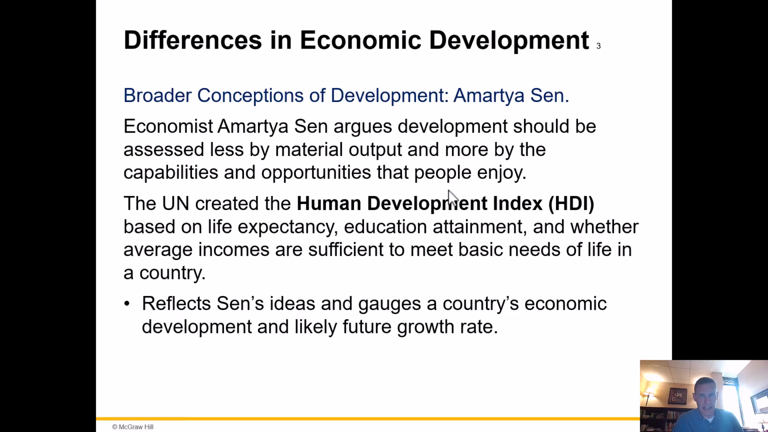The economist Amartya Sen argues development should be assessed less by material output and more by the capabilities and opportunities that people enjoy. So the UN created what we call the HDI, the Human Development Index, which is based on life expectancy, education attainment, and whether average incomes are sufficient to meet basic needs of life in a country. This reflects Sen's ideas and gauges a country's economic development and likely future growth rate.